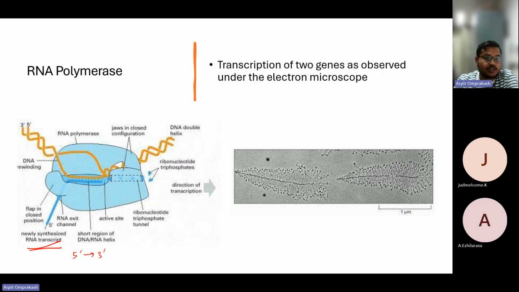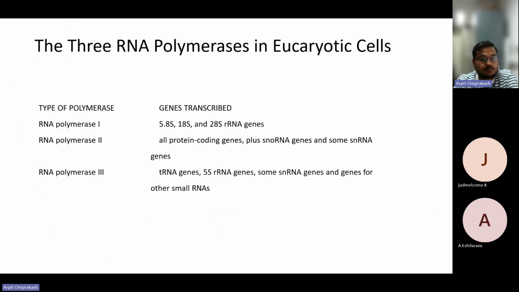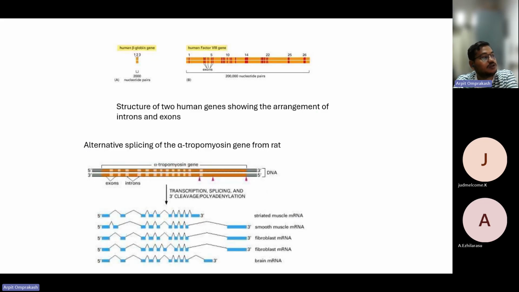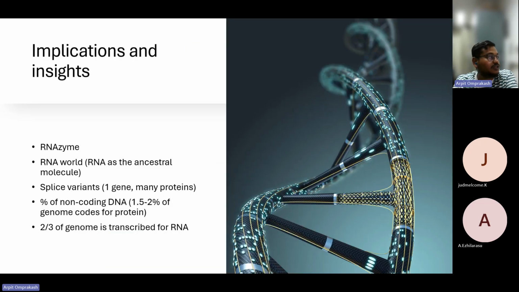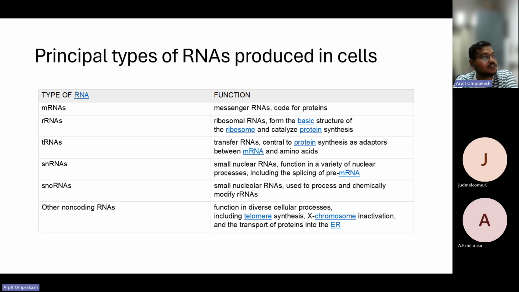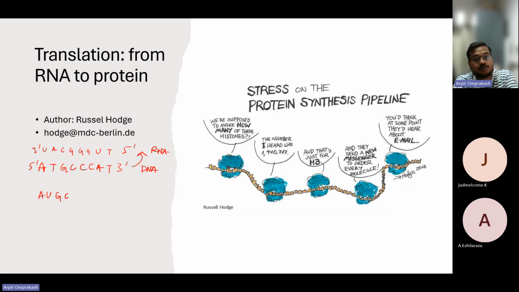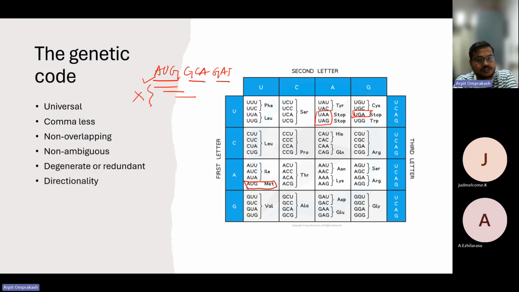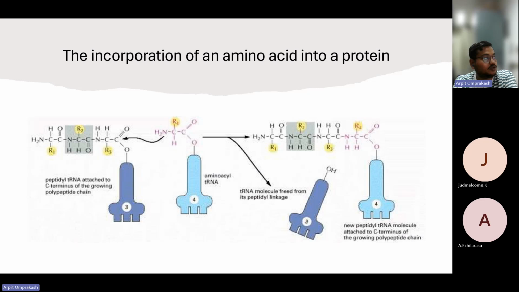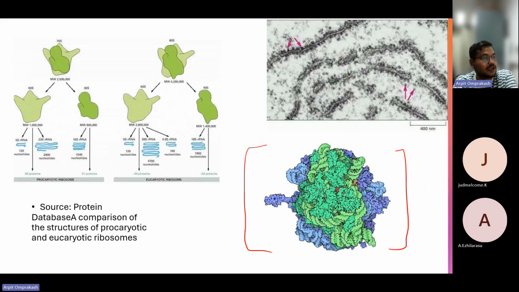Then how is RNA transcribed? Then RNA polymerases and the different kinds in eukaryotic and prokaryotic cells. Then we talked about the presence of introns and exons in genes and how they lead to different kinds of RNA sequences. Then we talked about the different kinds of RNAs that are produced in the cells. Then we talked about the translation process, making protein from RNA. We talked about the genetic code, the tRNA molecule, and how it leads to polypeptide chain extension, and the ribosome, which helps in translation.